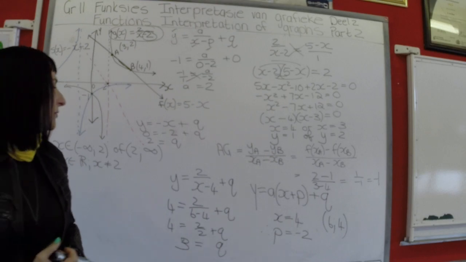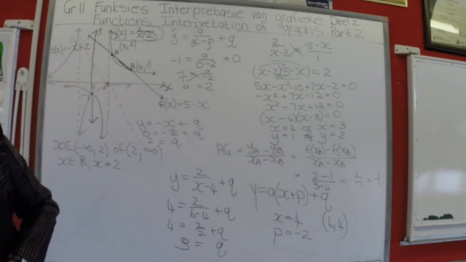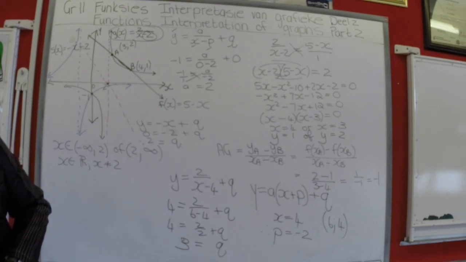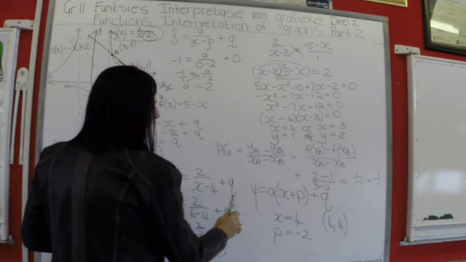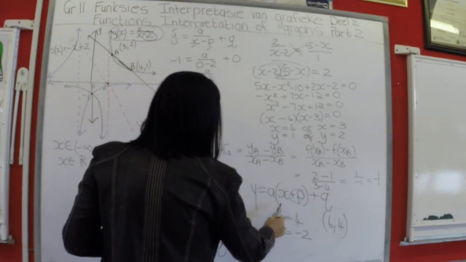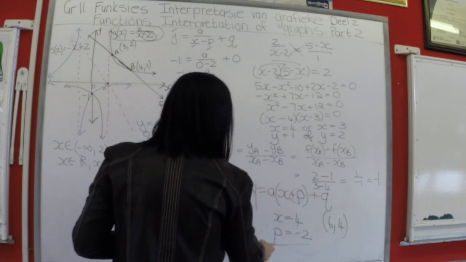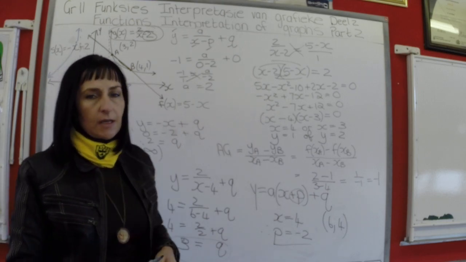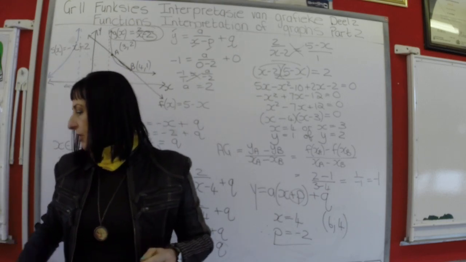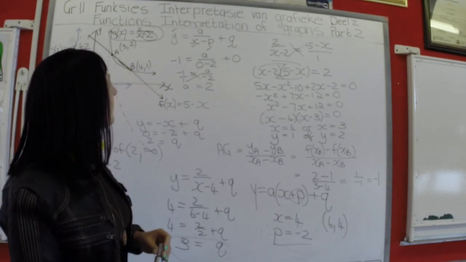So they asked, what's the value of p? So the value of p is going to be the equation shifted 2 units more to the right, and the value of q is then going to be 3.